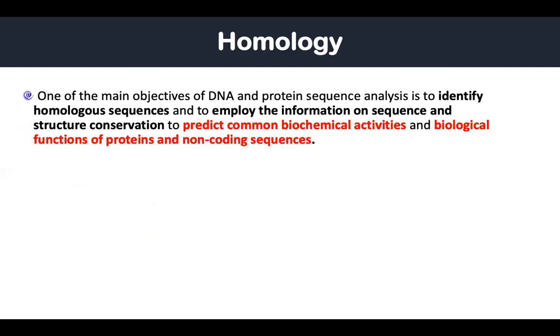Now, moving on to alignment. As I mentioned, one of the best methods to look for homologs, or similar genes and proteins, is by doing alignment. One of the main objectives of DNA and protein sequence analysis is to identify homologous sequences and then employ whatever information you have on the sequence and structure to predict biochemical activities and biological functions of proteins and non-coding sequences. So this is what we do.